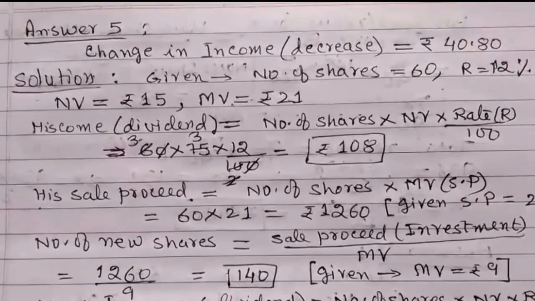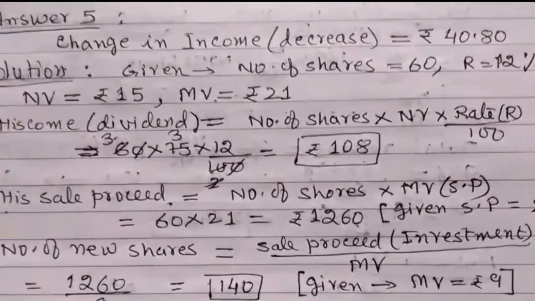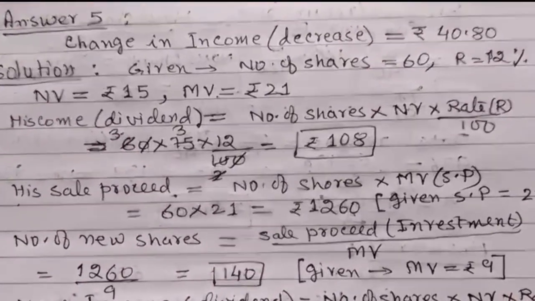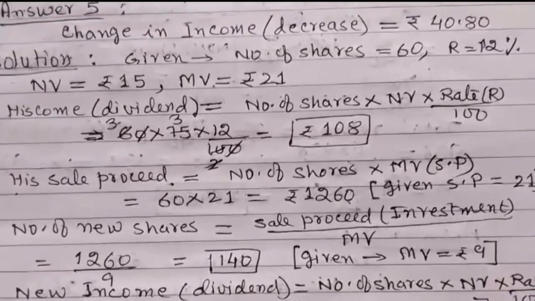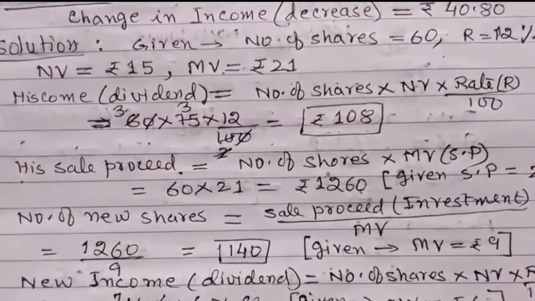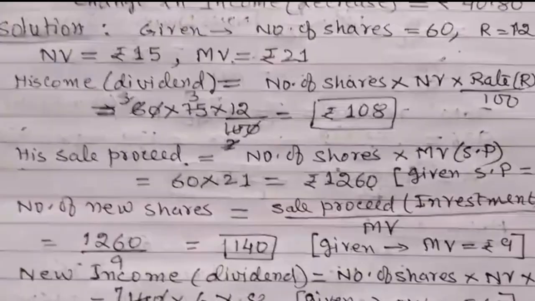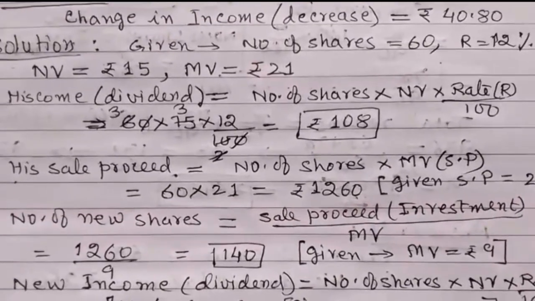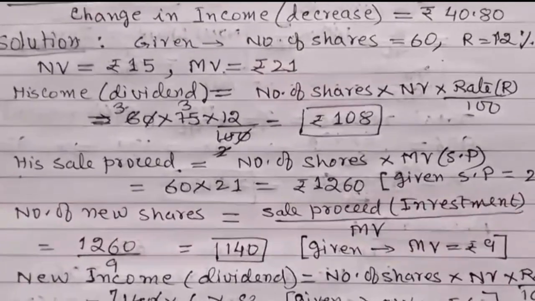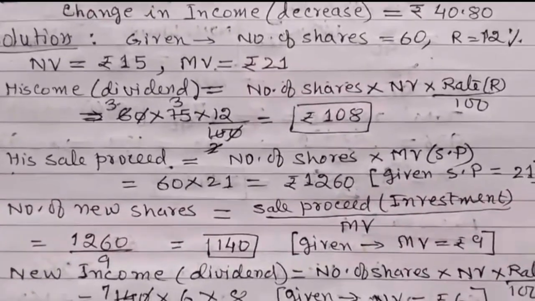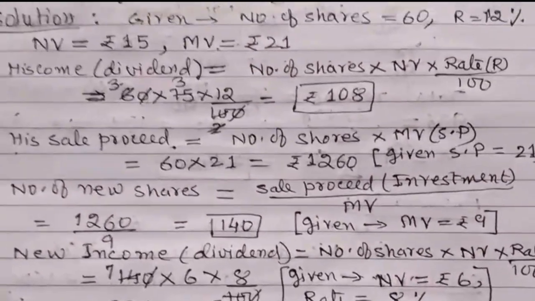His income from the first share is equal to number of shares into nominal value into rate divided by 100, which is equal to 60, which is number of shares, into 15, which is nominal value, into 12, the rate of dividend, divided by 100. It comes to rupees 108. That is, his income from the first share is rupees 108.